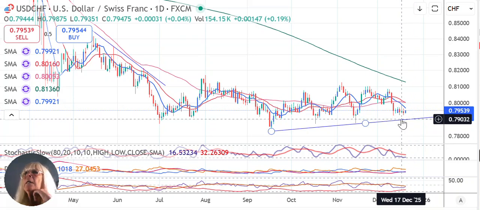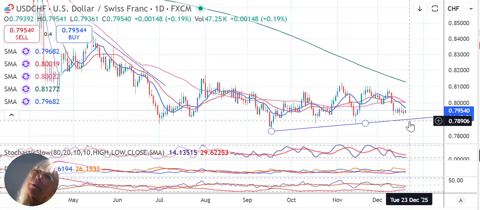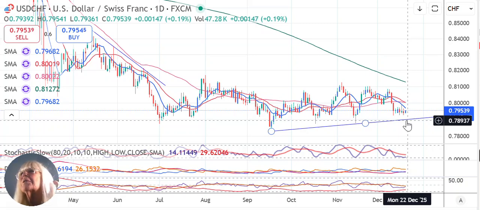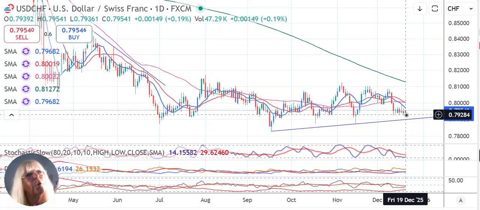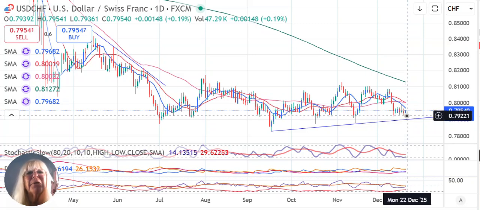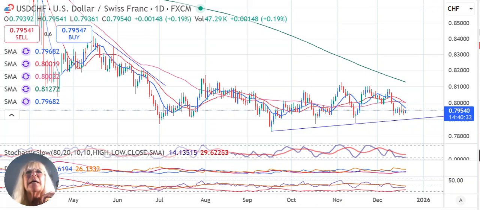That would be the way to play it, actually, because your stops will be extremely tight below this support line here. Not on the first break, always the second, because the first is just stops coming out. But let me show you the weekly chart and see how different the picture looks there.